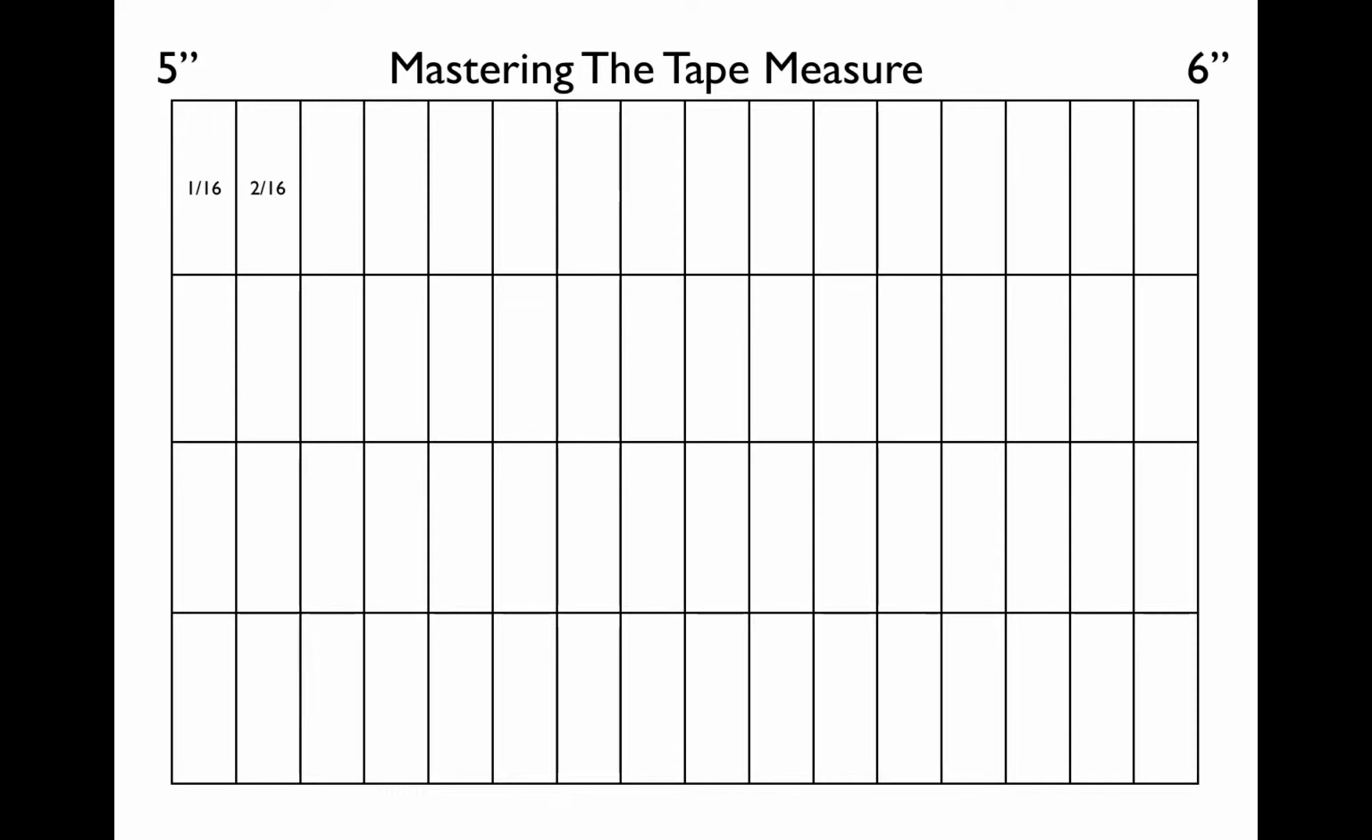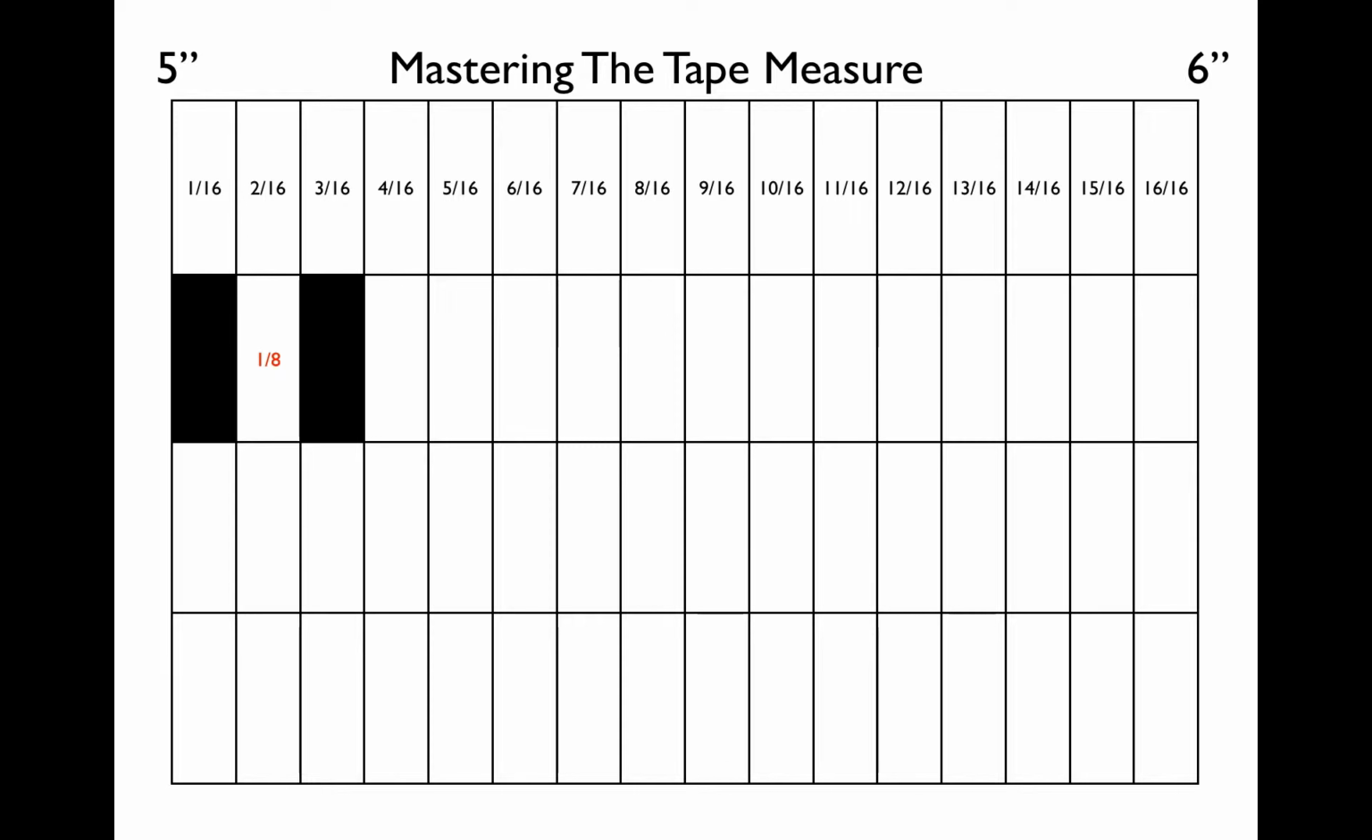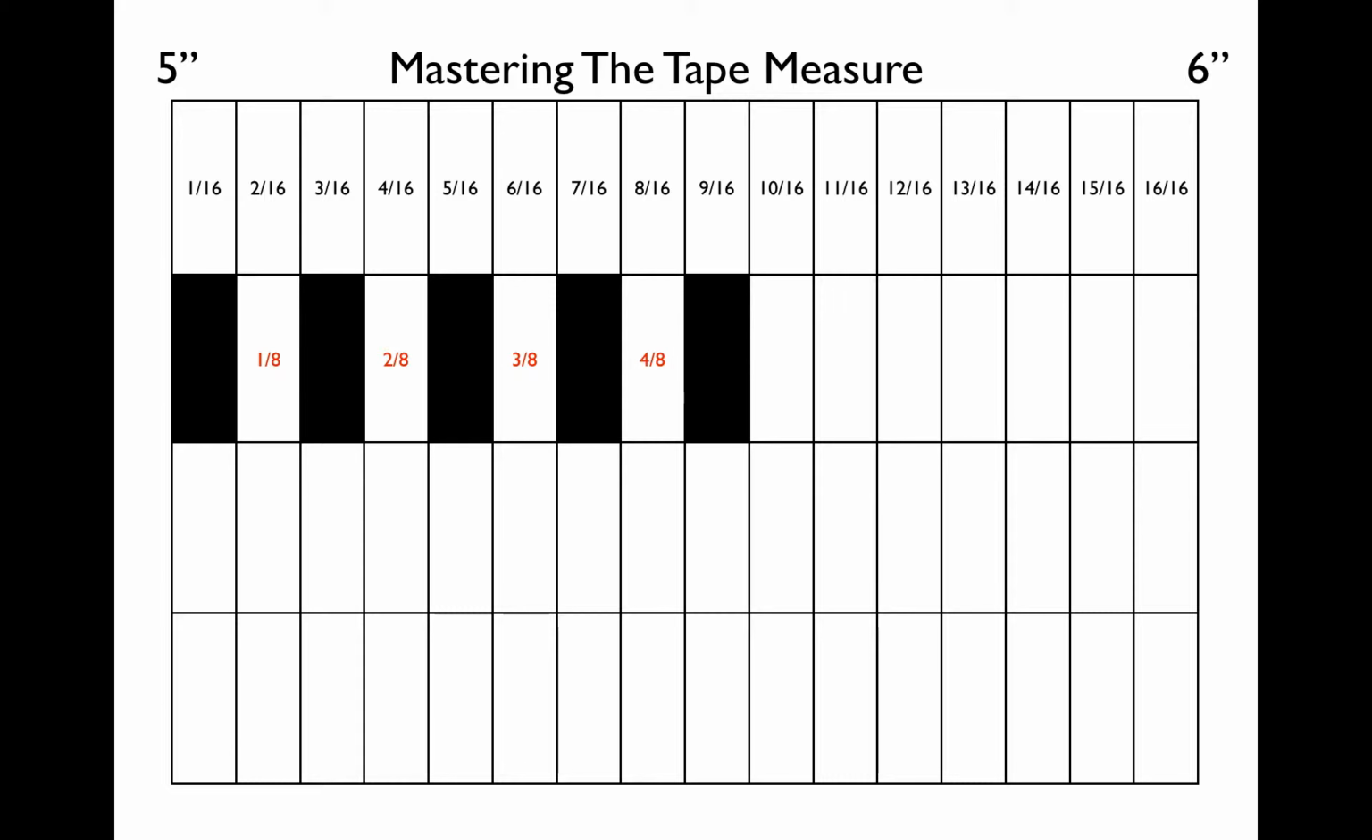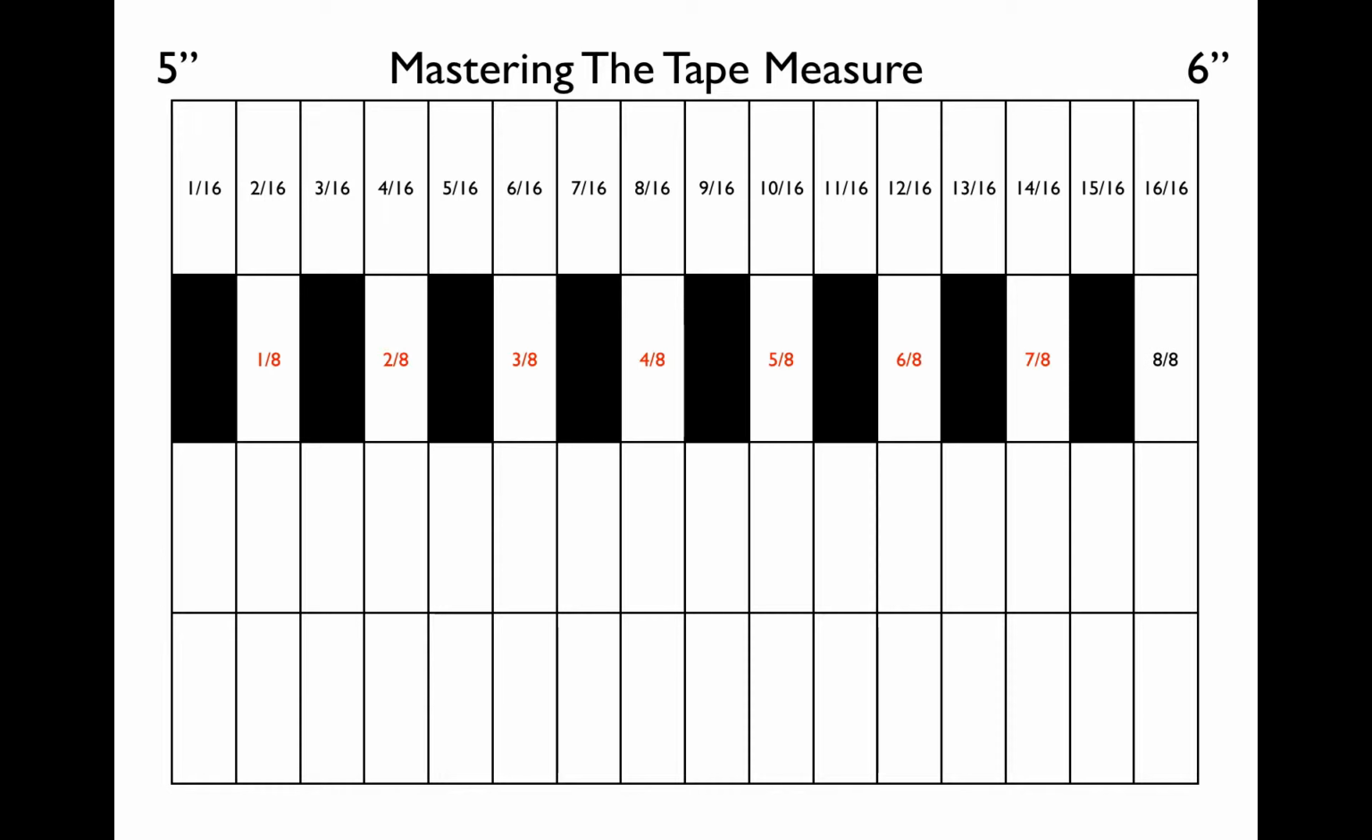1/16, 2/16, 3/16, 4/16, 5/16, 6/16, 7/16, 8/16, 9/16, 10/16, 11/16, 12/16, 13/16, 14/16, 15/16, 16/16. Now, every 2 consecutive 16ths is equivalent to an eighth. 1/8, 2/8, 3/8, 4/8, 5/8, 6/8, 7/8, 8/8.